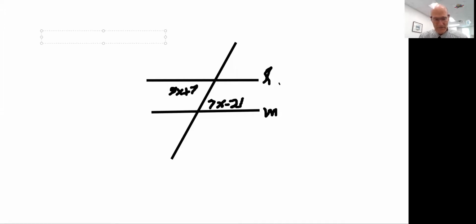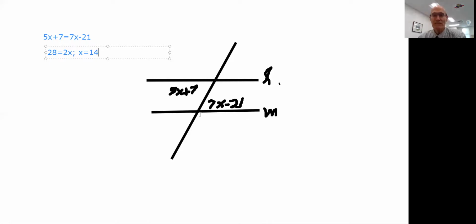We set them equal. So we have 5x plus 7 is equal to 7x minus 21. And then we do a little algebra here. We take the 21 across to the left, so that gives us 7 plus 21 is 28. And we subtract the 5 from the 7, so equals 2x. And that gives us, if we divide both sides by 2, x equals 14. So if x is equal to 14, then I have those two lines, L and M, are parallel, okay?